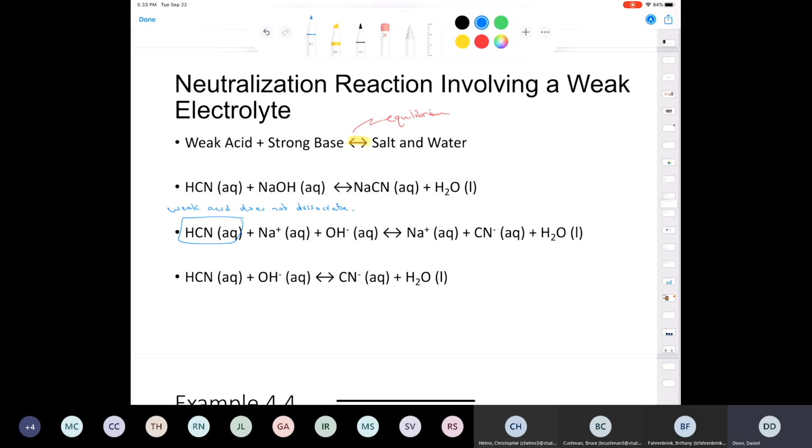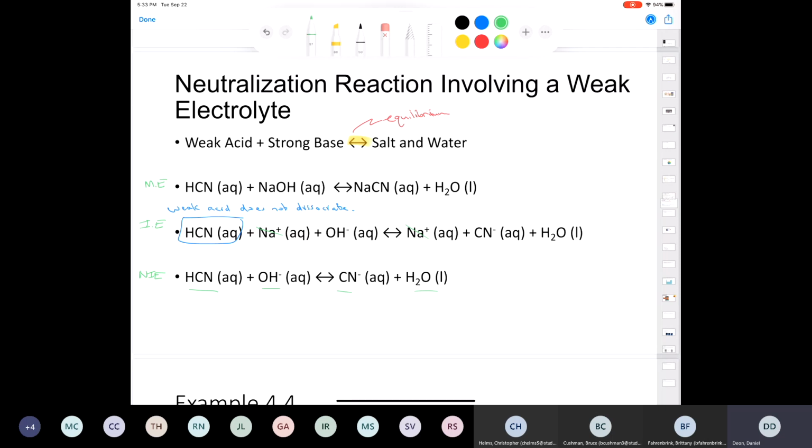And so we can still cancel what's the same on each side, right? This is our molecular equation. This is our ionic equation, and this is our net ionic equation. And so sodium is the same on both sides. So what we're left over with is HCN plus hydroxide gives us cyanide plus water, like that.